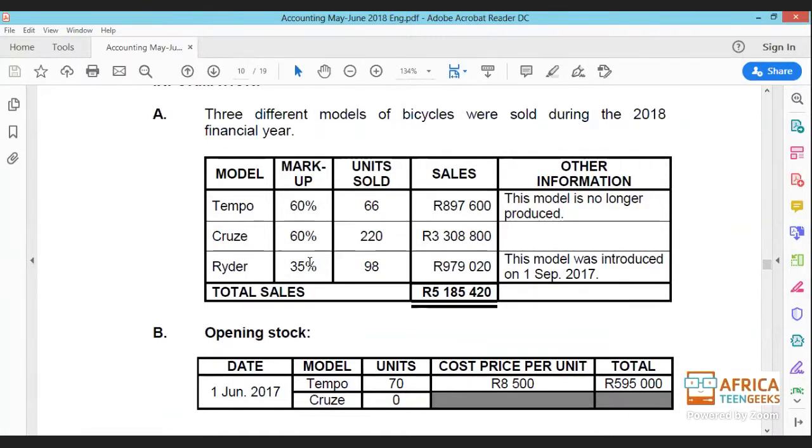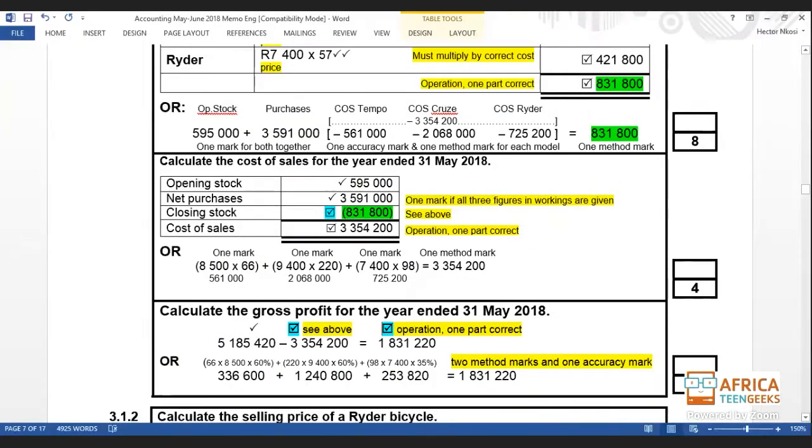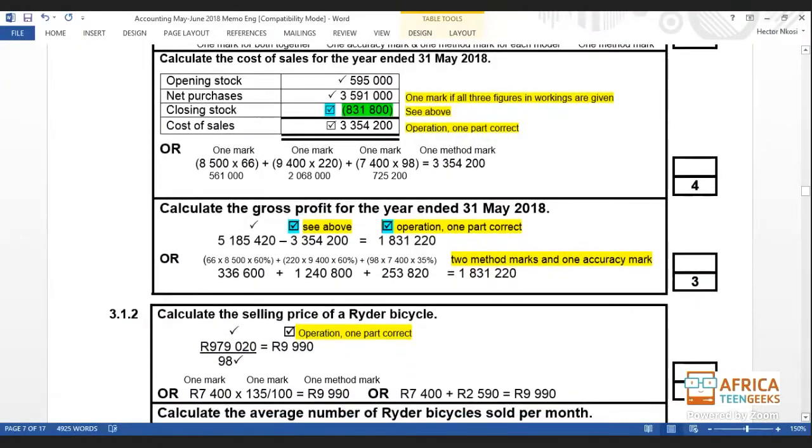So now here's rider. This was its markup. It's 35%. So basically, if we want to know how much its selling price is, what we need to do is say 7,400 times 135 over 100. Remember, this was its cost price. You'll get 9,990. Or you could have just said 7,400 plus the profit, which is 2,590. You also get 9,990.